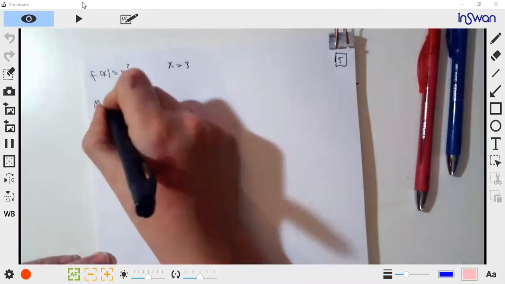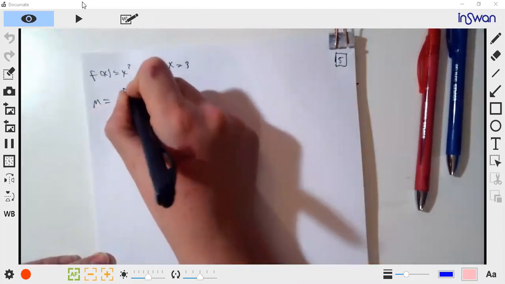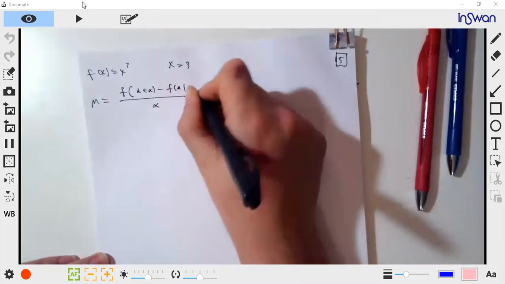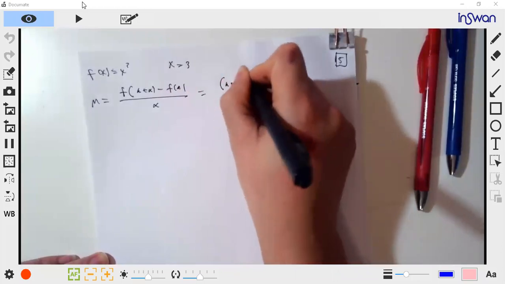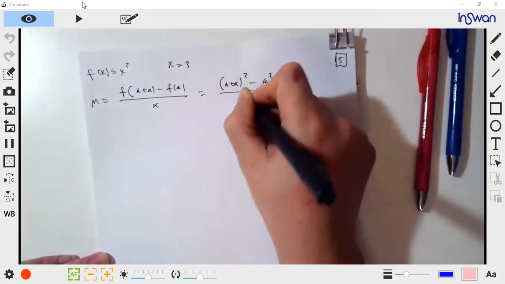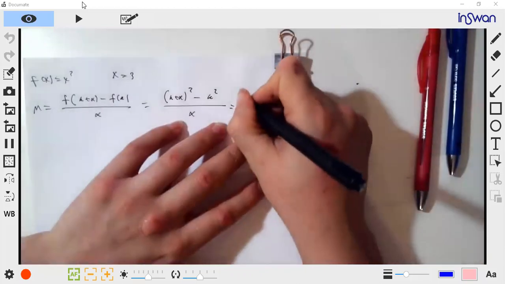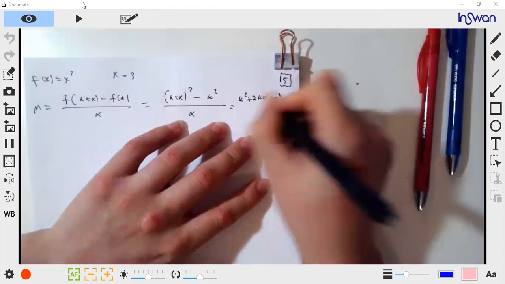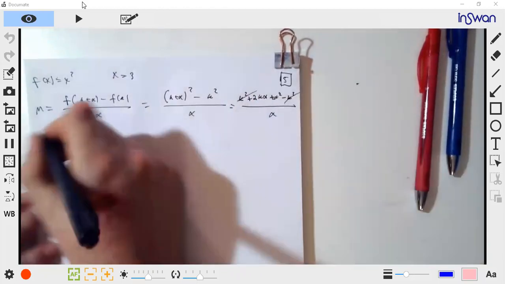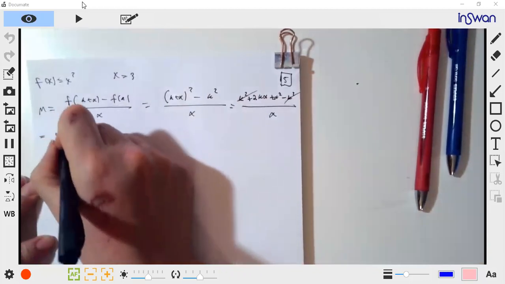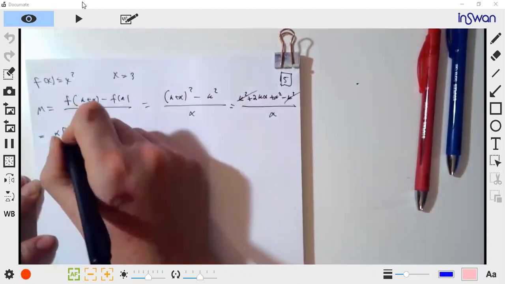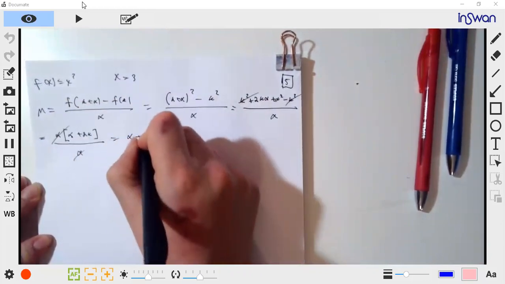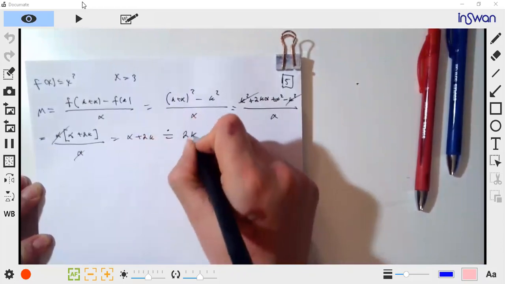Okay, so m is going to be equal to f of k plus alpha minus f of k all over alpha, which is the same thing as k plus alpha squared minus k squared all over alpha. This is equal to k squared plus 2k alpha plus alpha squared minus k squared all over alpha. Cancel out the k squareds. And then we can factor out alpha, and we get alpha times the quantity alpha plus 2k all over alpha. Cancel out some alphas and we get alpha plus 2k. This renders the real result 2k.